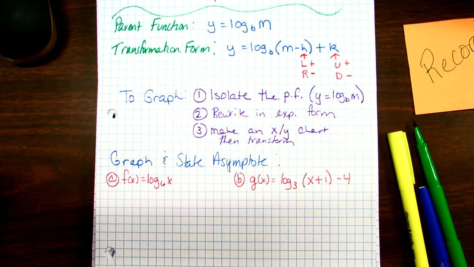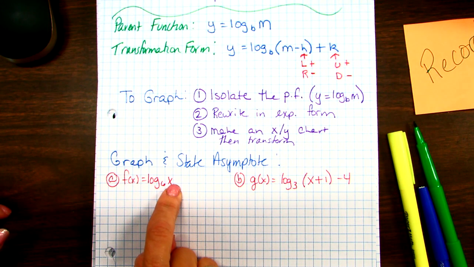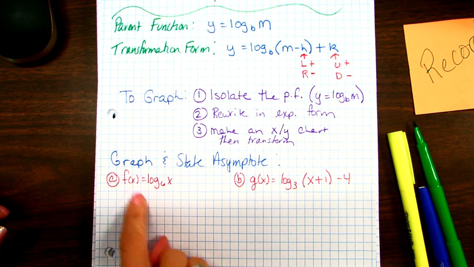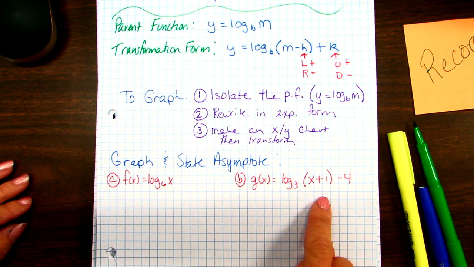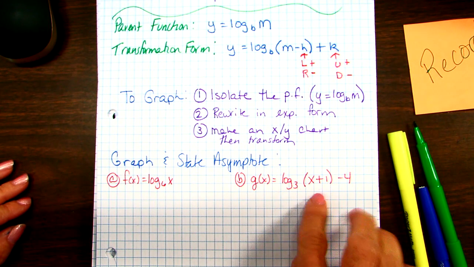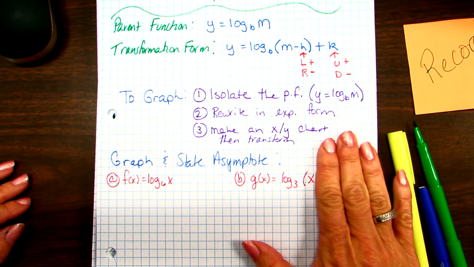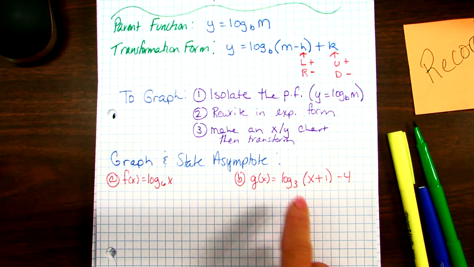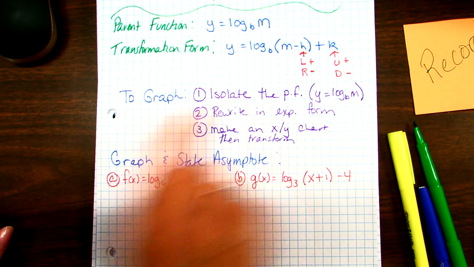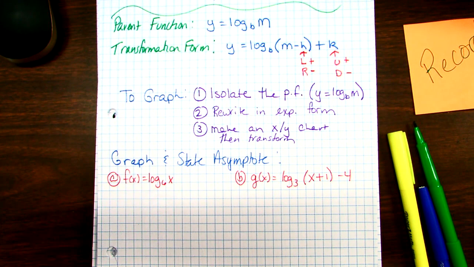Okay, you ready? So isolate the parent function. So if you look at example A, that is the parent function, log base b of m. So what I mean by that, so just look ahead at the second example. This one has some stuff added on to the parent function. So in this second example, we'll have to do step 1. But in this one, step 1, we don't have to worry about it. It's just the parent function. There's no H, there's no K. Okay, so we're going to go to step 2.